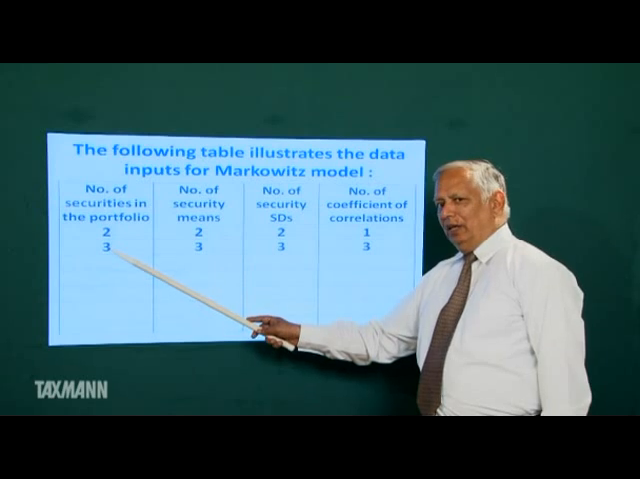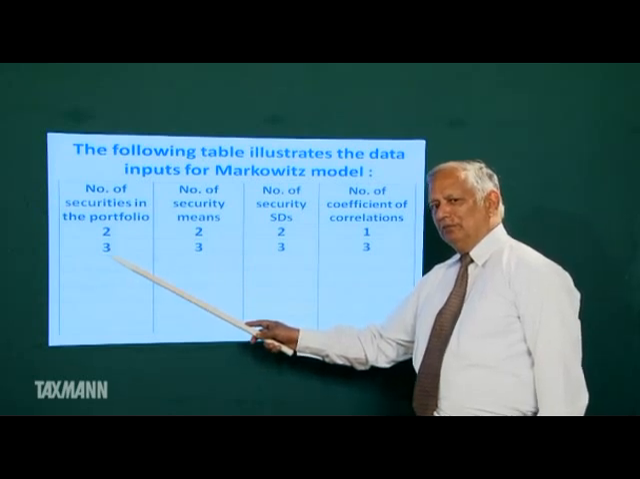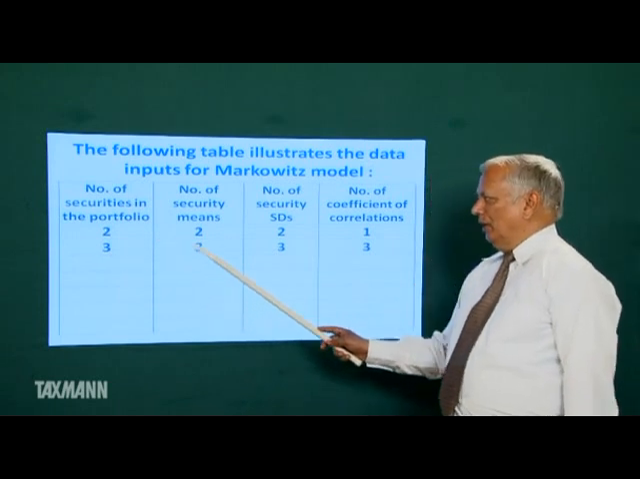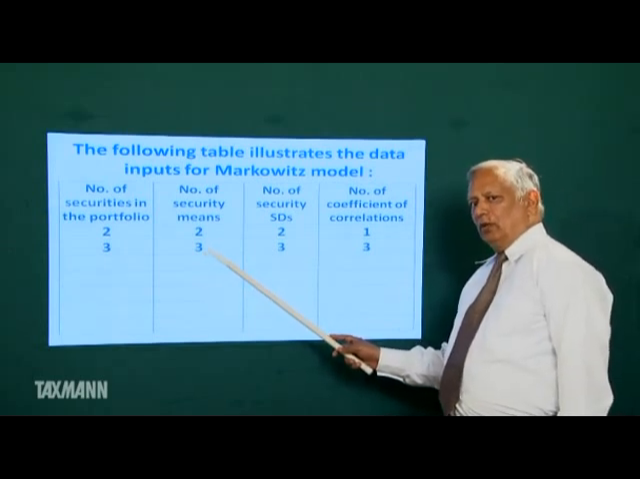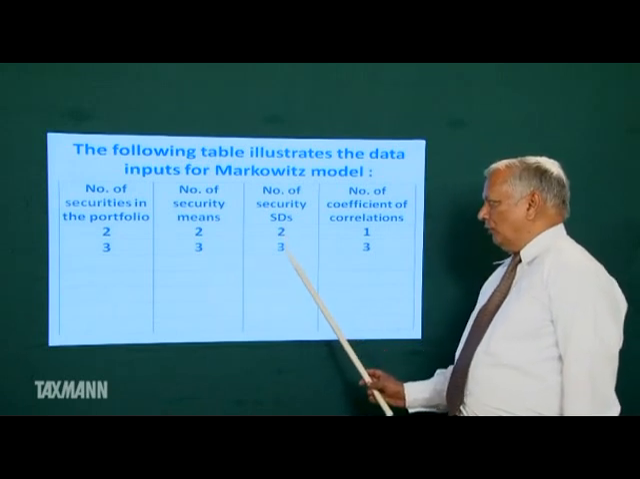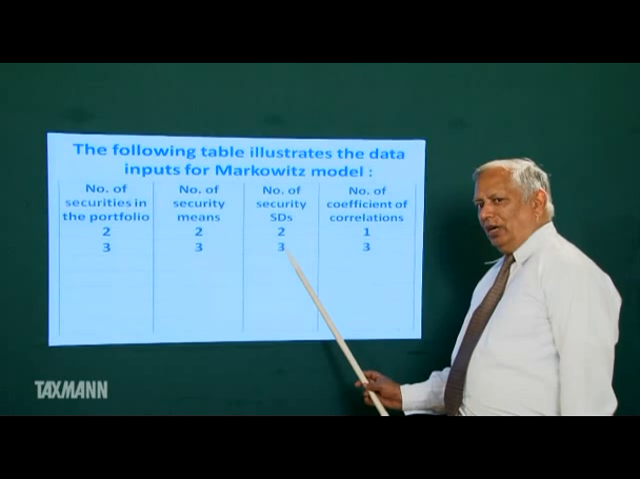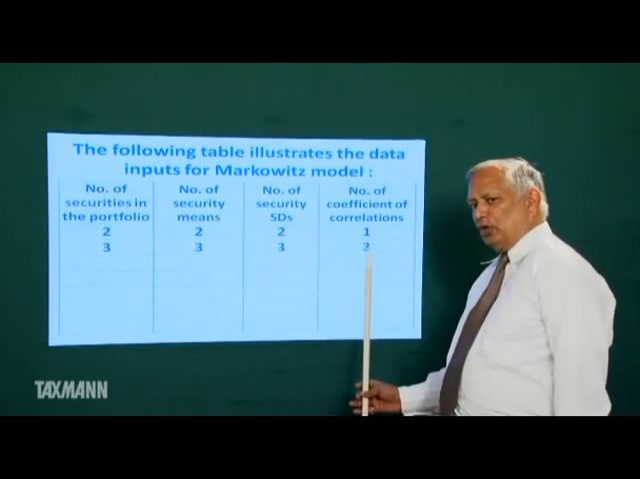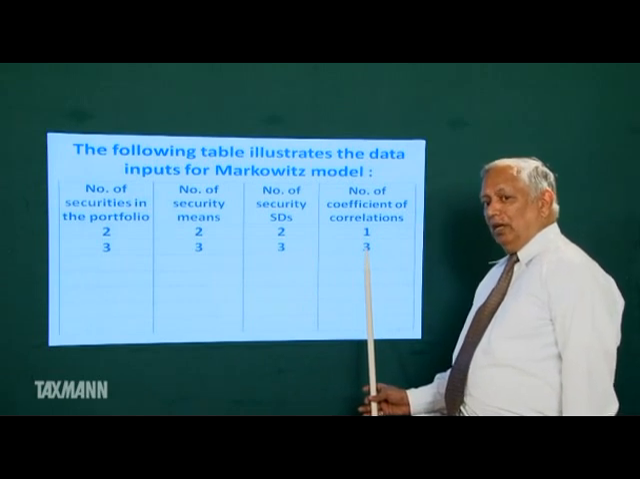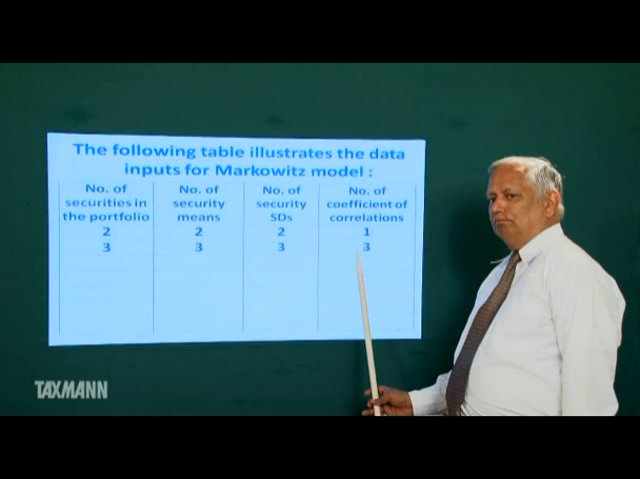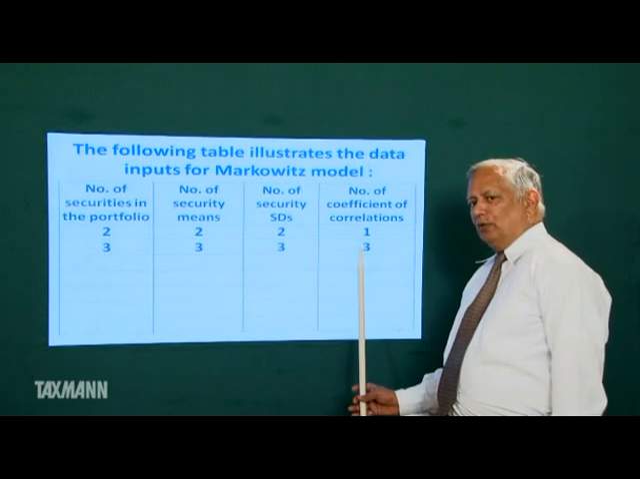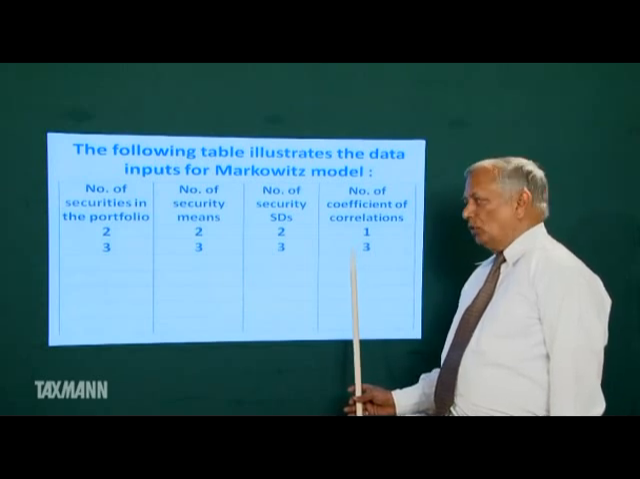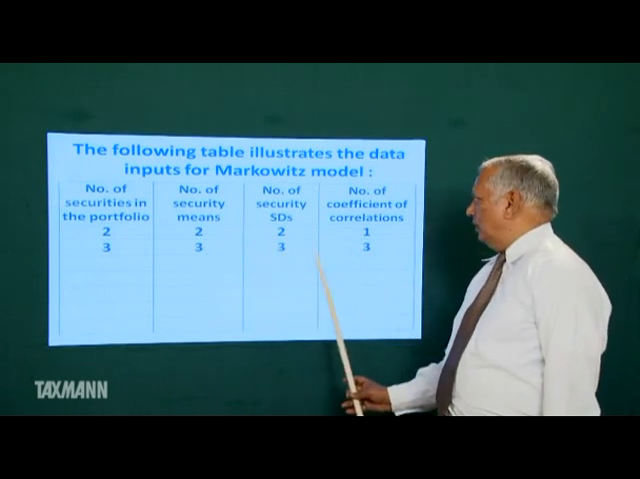Suppose three securities are there, A, B, C. We require mean return of A, mean return of B, mean return of C. Standard deviation of A, standard deviation of B, standard deviation of C. Coefficient of correlation of A and B, A and C, B and C. We will require coefficient of correlation between A and B, another between A and C, another between B and C. So we require 3 means, 3 standard deviations, 3 coefficients of correlation.